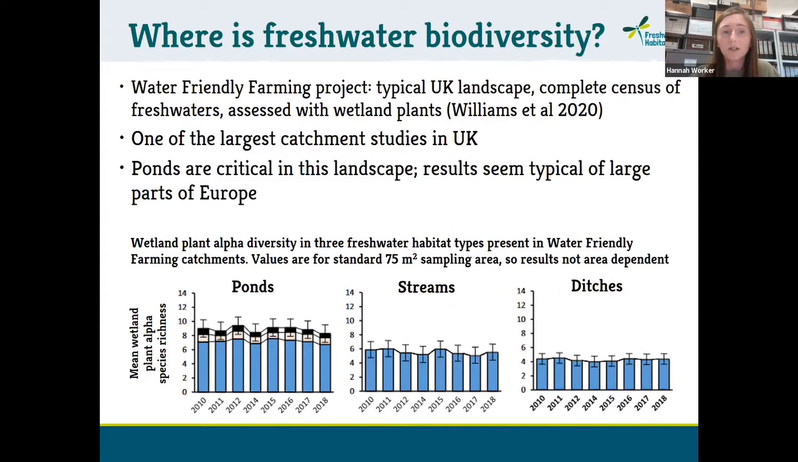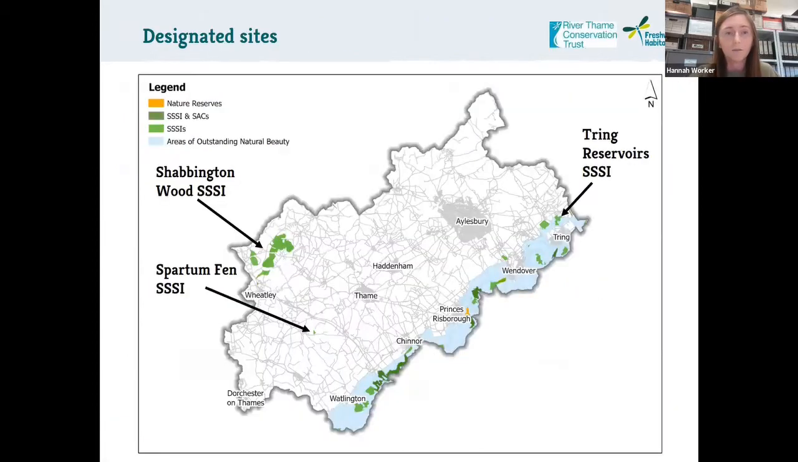And just a bit of evidence to back up why it's important to look across everything that you've got. So again, this is from the Water Friendly Farming Project at Loddington. And this was looking at the species richness of wetland plants across ponds, streams and ditches in these 3 different catchments. And ponds in these areas had the most species diversity compared to the other habitats surveyed. So, yeah.